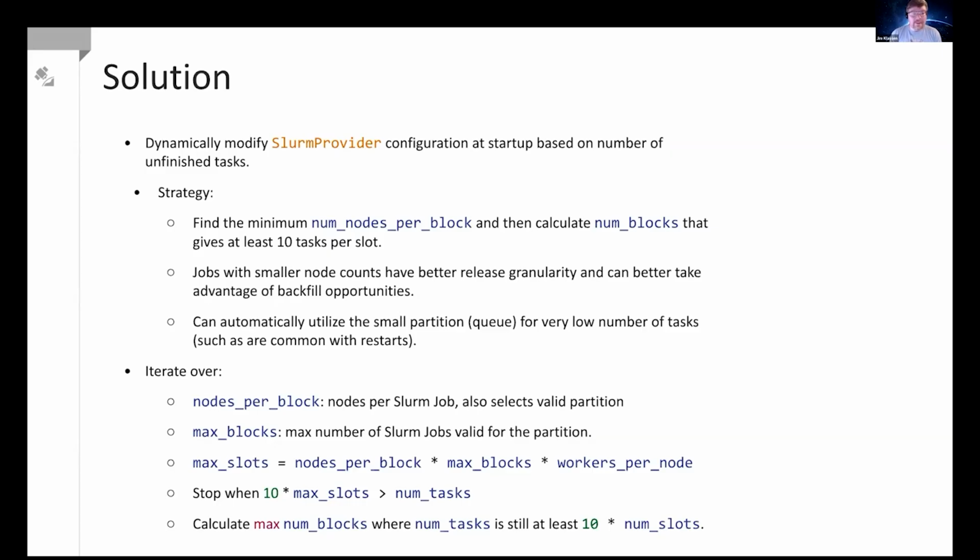We have two knobs to turn. The number of nodes per block, which is the number of nodes per Slurm job, and the number of blocks, which becomes the number of Slurm jobs. We want to optimize for having smaller jobs because they better handle backfill, and they also release resources with higher granularity at the end of the job cycle. So anyway, we iterate over the number of jobs or the nodes per block and calculate that.